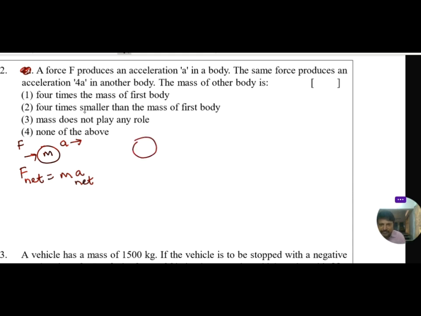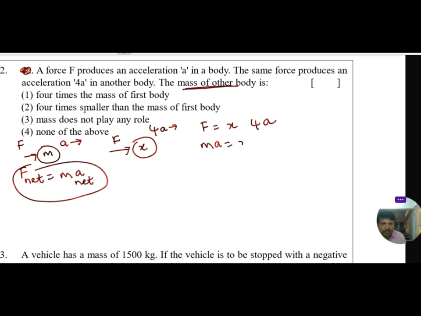Then the same force, that is F. Look, what is the mass of the other body? Consider the mass of this body is x. This force produces an acceleration of 4a. So according to Newton's second law, we can write F is equal to, in the place of mass, x, and acceleration is 4a. So substitute in the place of F, ma. So ma is equal to x into 4a. A gets cancelled. Then x is equal to m by 4.